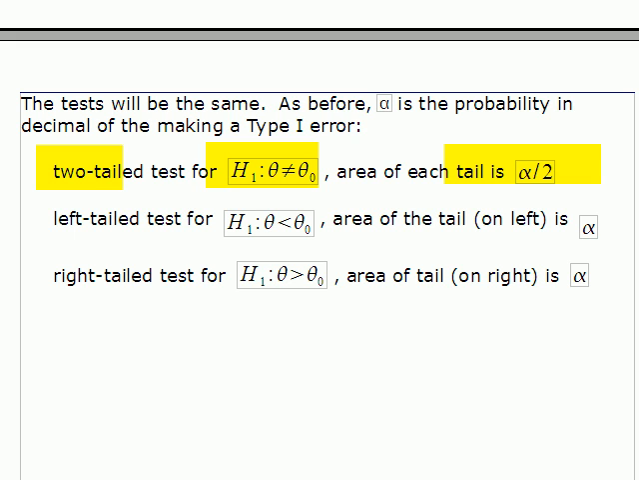For a left-tailed test, the alternative hypothesis is written with a less than sign, and there'll only be one tail, on the left, and it will have an area of alpha, all concentrated in the left tail. And then similarly for a right-tailed test, the alternative hypothesis is written with a greater than sign, and the area of the tail on the right will be alpha.